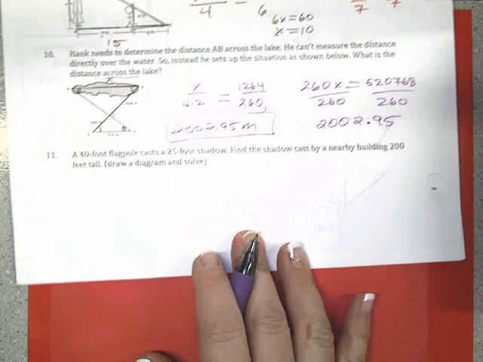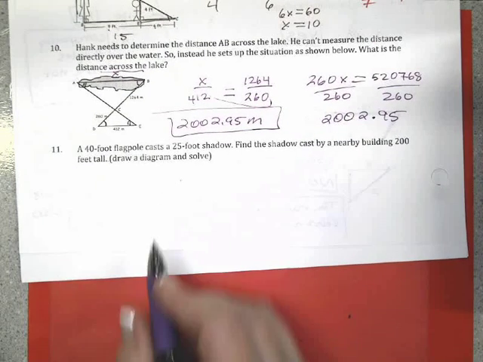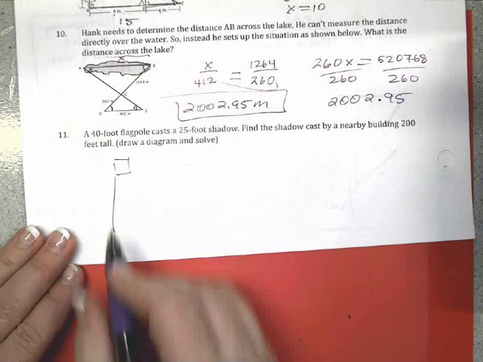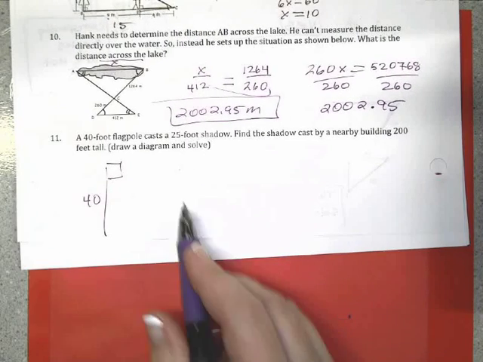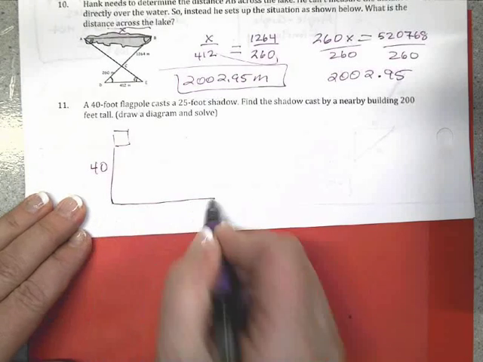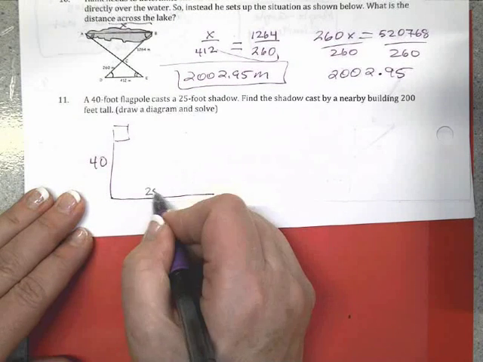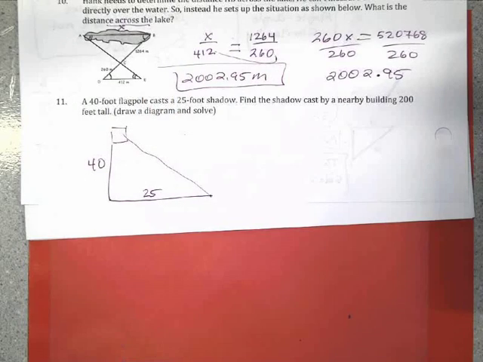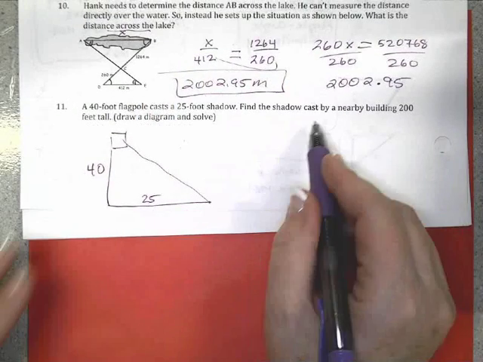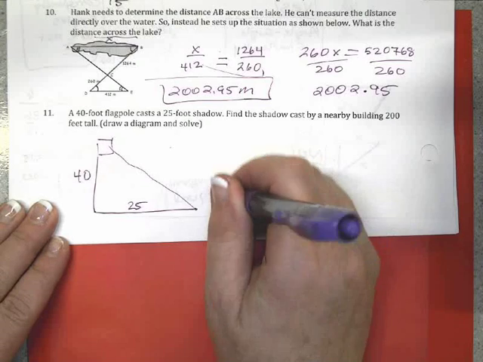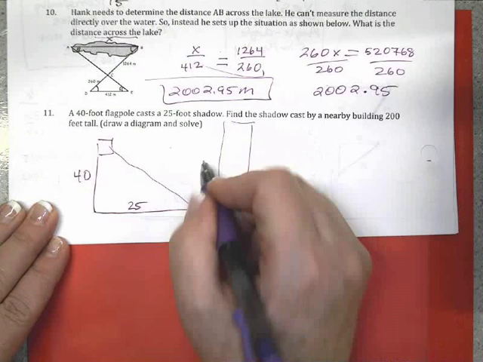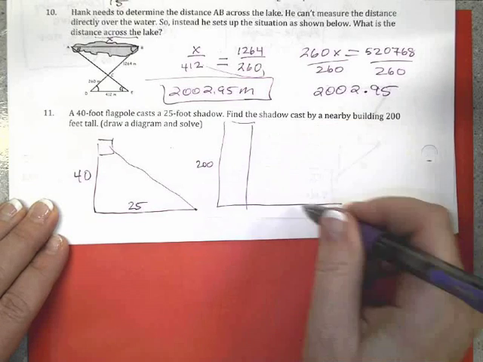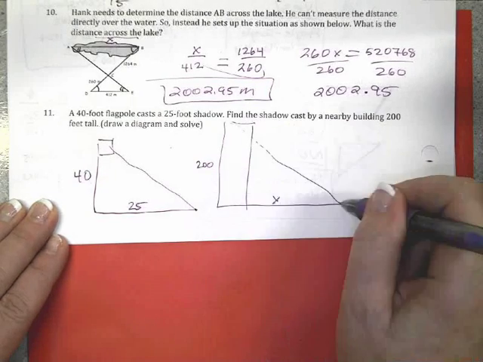Okay, the last problem, a 40-foot flagpole. So we have a flagpole that is 40 feet high. It casts a shadow, so I'm going to put the shadow down here. The shadow is 25 feet. Let's go ahead and finish out that triangle. Find the shadow cast by a nearby building. So now we have a building that is 200 feet tall. And we want to know the shadow. So we want to know this distance. So let's draw that triangle.